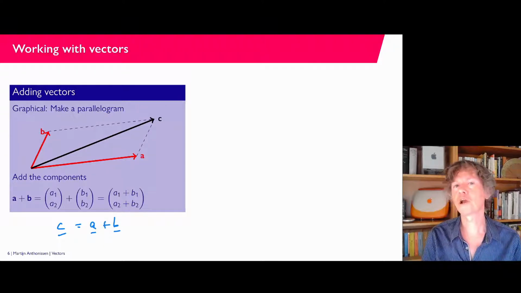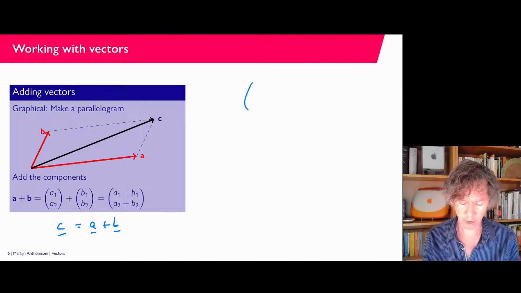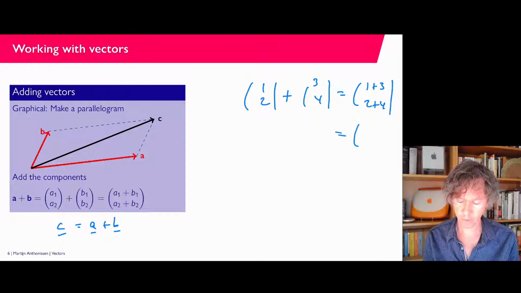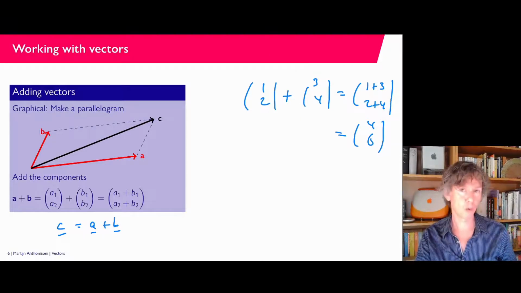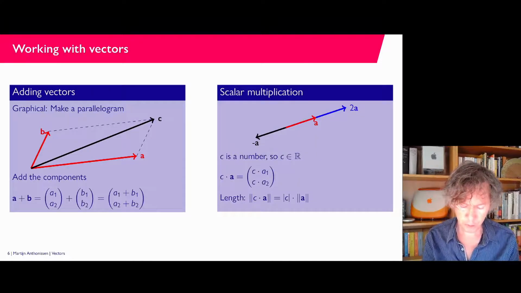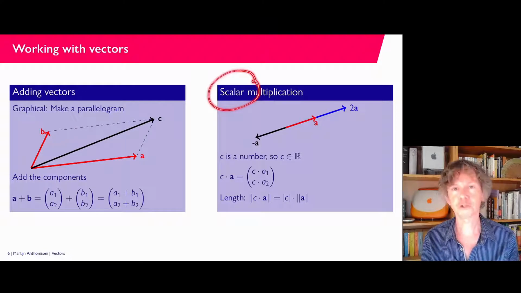And if you have the components in numbers, you just add them together. So if you have (1, 2) plus (3, 4), you just do 1 plus 3, 2 plus 4. So we get the new vector (4, 6). So that's how you add vectors, very simple. The other thing that you can do with vectors, if you take one vector and you multiply with a number, that's called scalar multiplication. So that's this box. Scalar, that just means number.